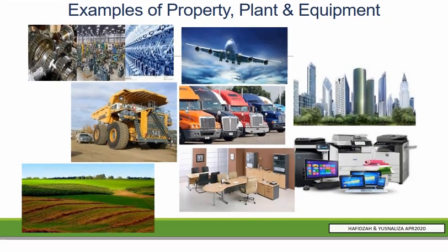So here are the examples of property, plant and equipment. As you can see here, we have some kind of machine, right? Airplane, vehicles, used maybe for delivery or transportation of goods, right? Land, office, head office, buildings, and maybe photocopy machines, right? Laptops, computers, office use, all right?